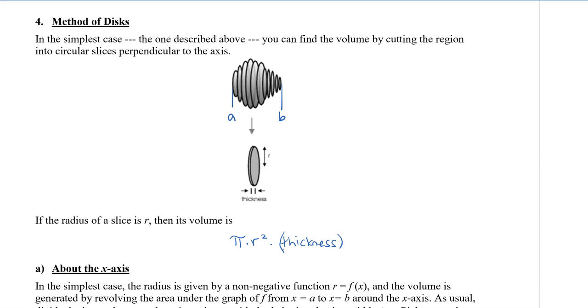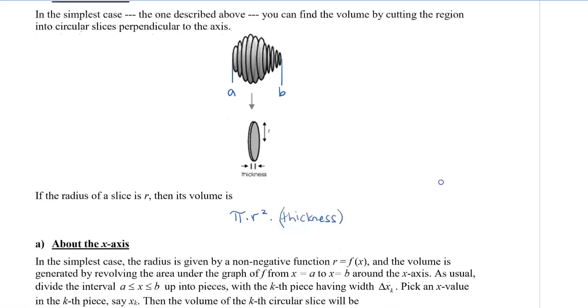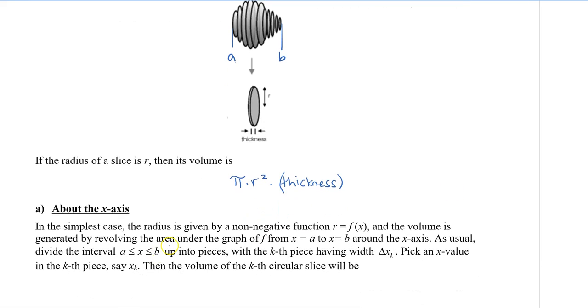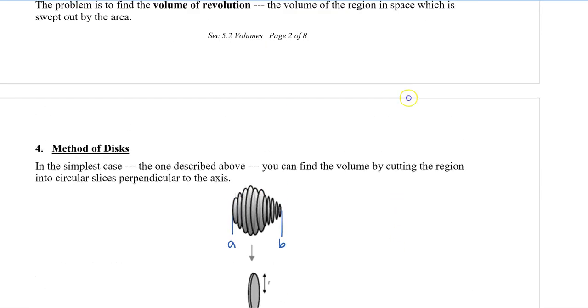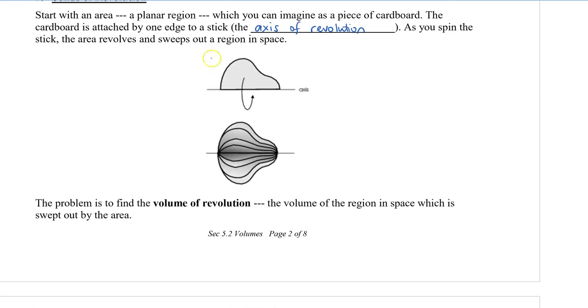and then we need to multiply that by the thickness of this slice. Now, if we revolve that pear shape that we originally had about the x-axis, then in the simplest case, the radius is given by a non-negative function r equal to f of x, and the volume is generated by revolving the area under the graph from x equals a to b. So let me go back to this picture over here. Let's say this is the y-axis, this is a, this is b, and this is our function, y equals f of x. So when I rotate this about the axis, this distance here is going to be the radius of one slice.